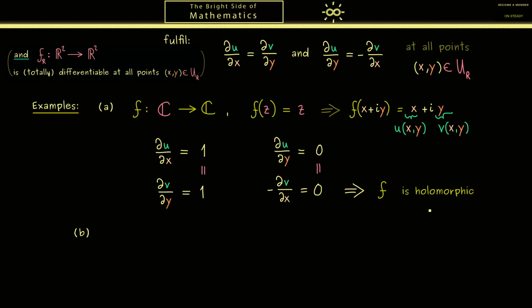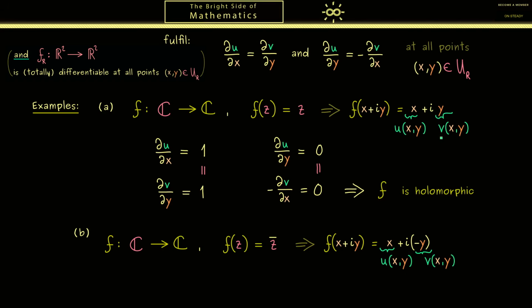not holomorphic. Indeed, this was simply the complex conjugation. So f of z is z bar. Now, as before, in order to apply the Cauchy-Riemann equations, we have to rewrite that with x and y. Of course, this is not so complicated. The imaginary part just gets a minus sign. And then as before, the real part is u and the imaginary part here is v.